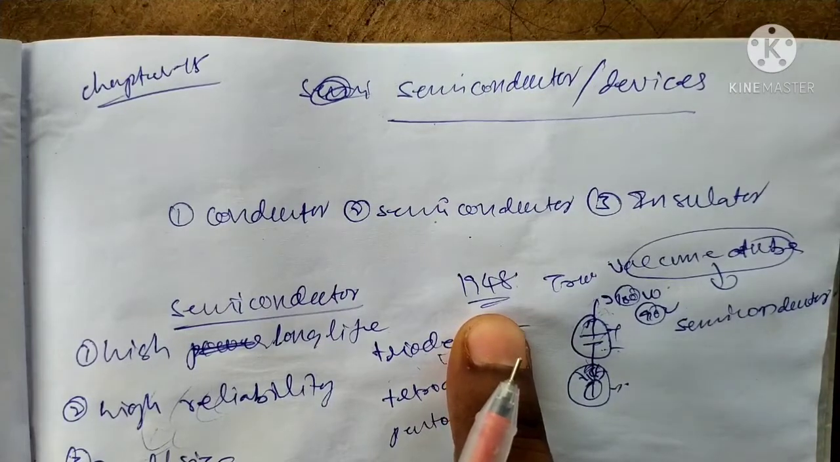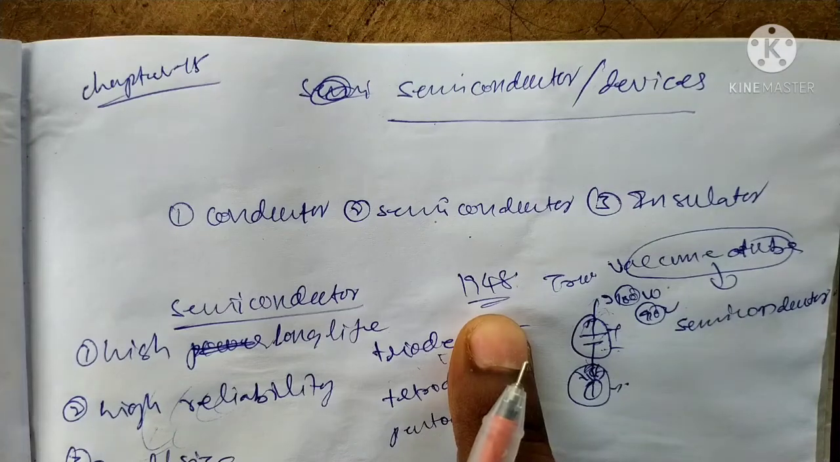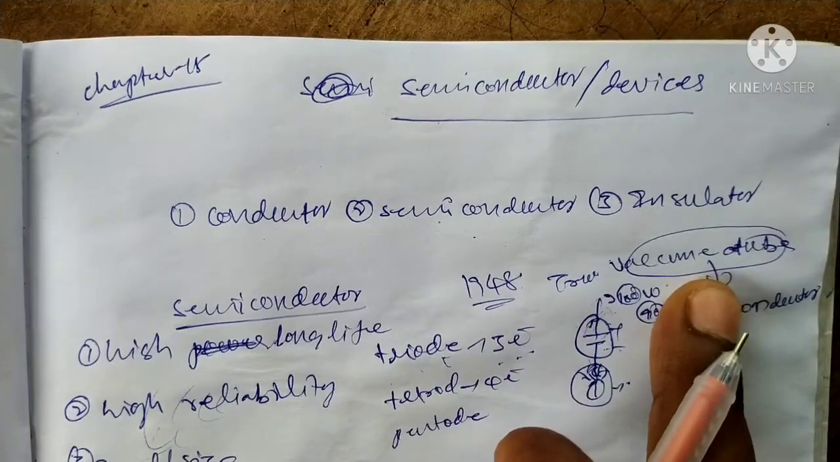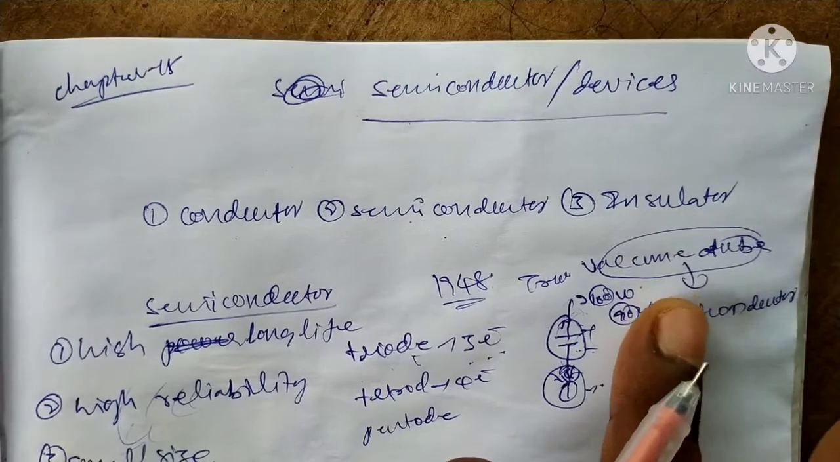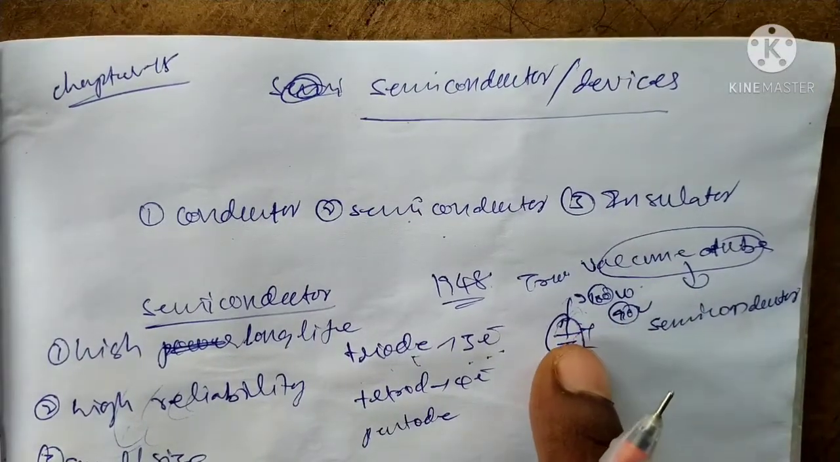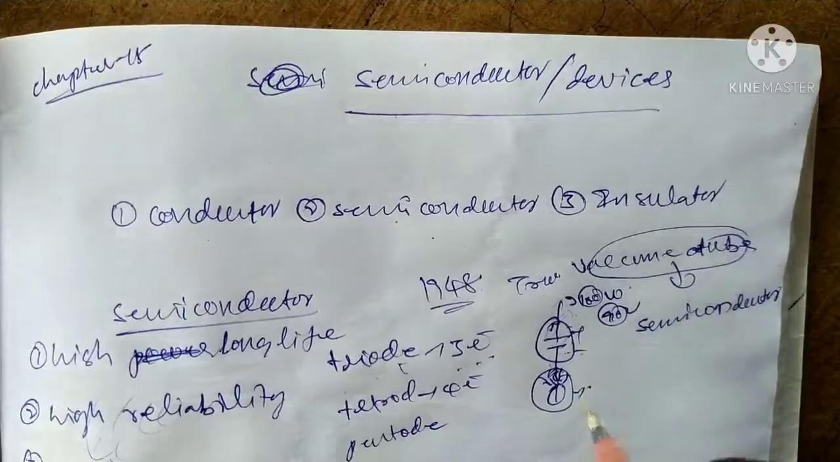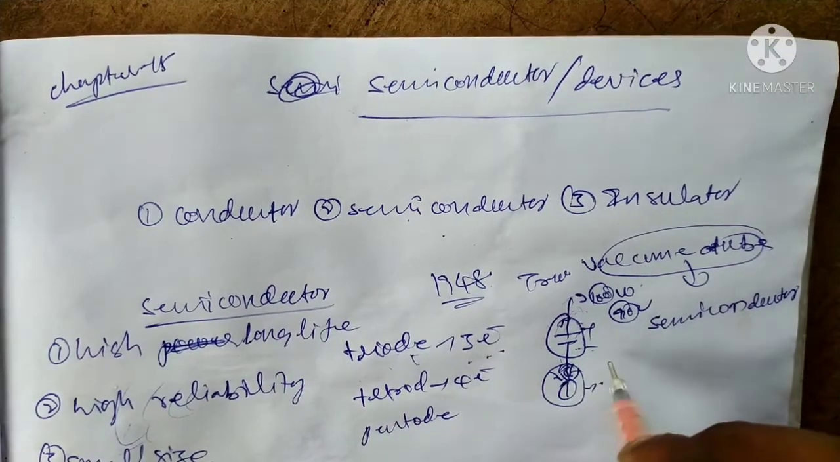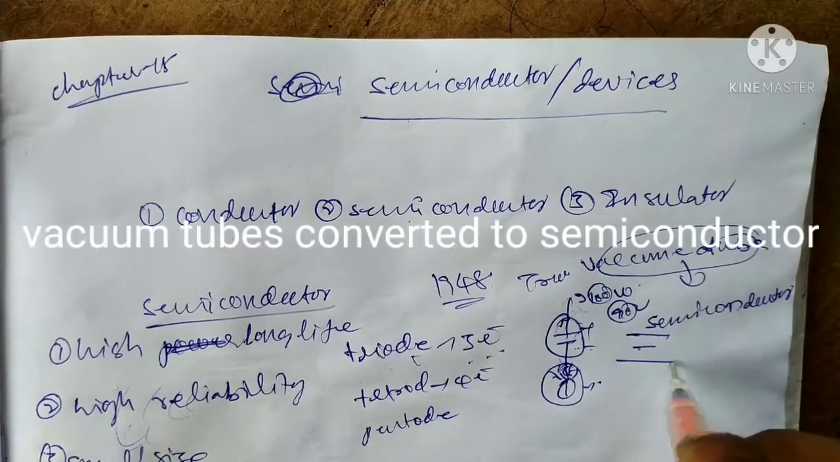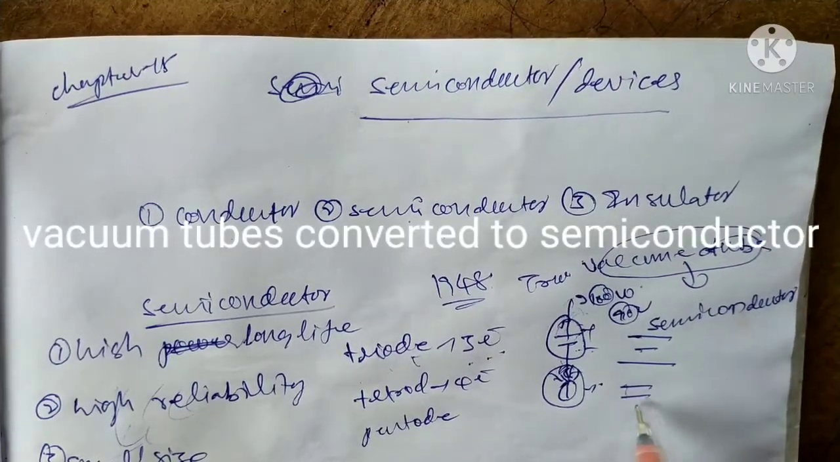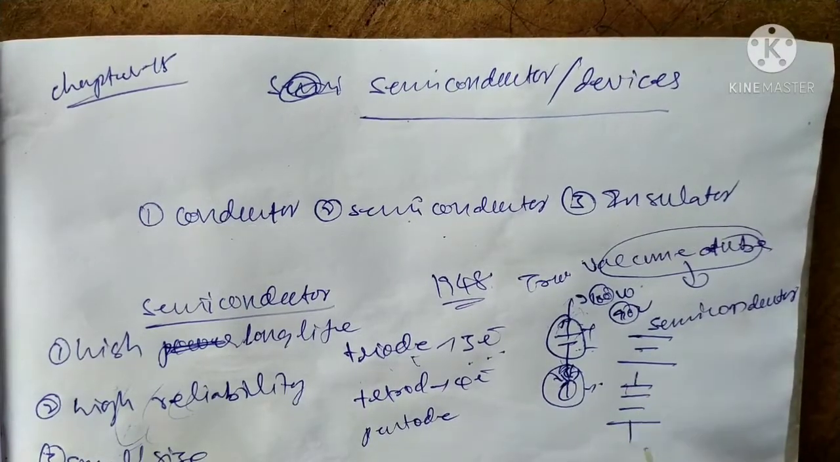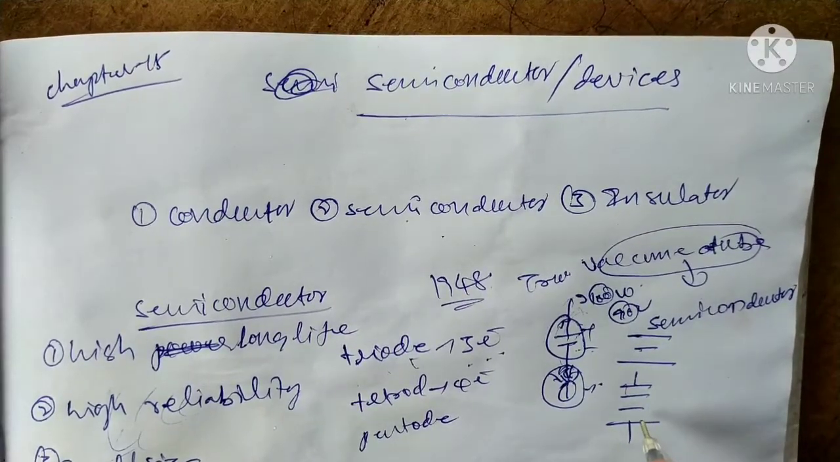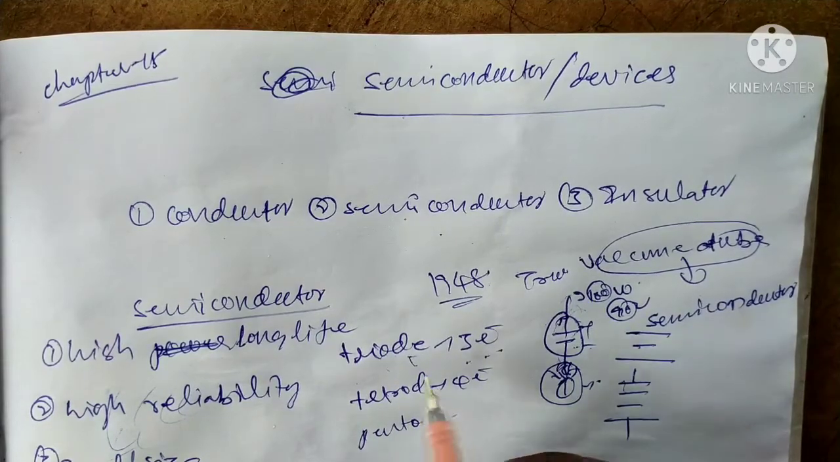Before 1948, there were some transistors. They had vacuum tubes. A vacuum tube has electrodes: 2 electrodes, 3 electrodes, 4 electrodes, 5 electrodes. Suppose it has 2 electrodes, that is a diode. 3 electrodes is a triode, 4 electrodes is a tetrode, and 5 electrodes is called a pentode.